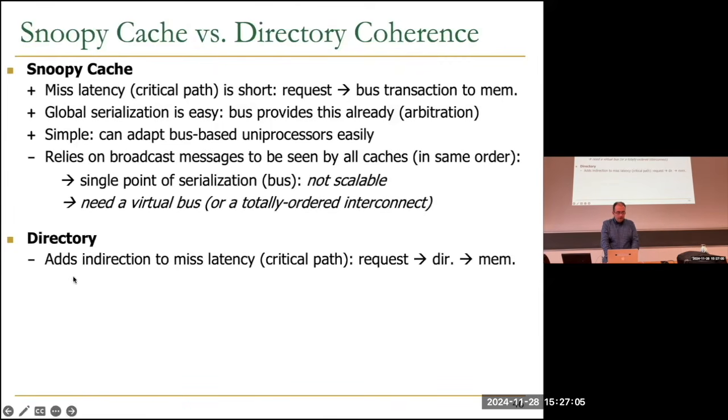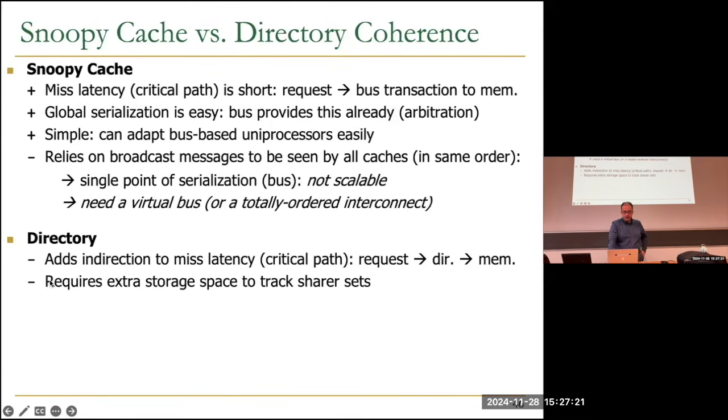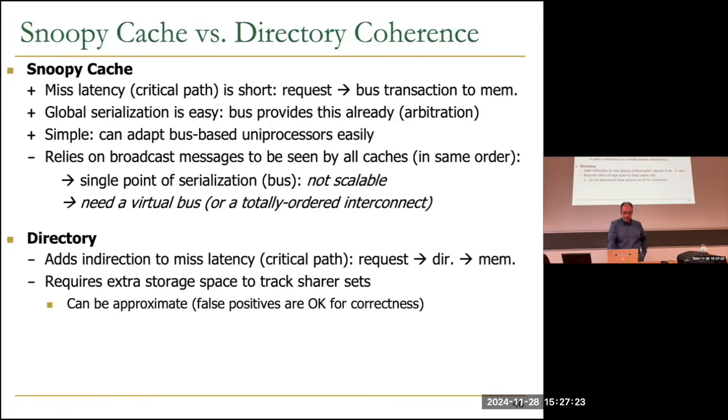With a directory, it adds indirection to miss latency, which can cause some critical paths. It can increase the critical paths. So a request goes to the directory and then memory. And it requires extra storage space to track share sets.